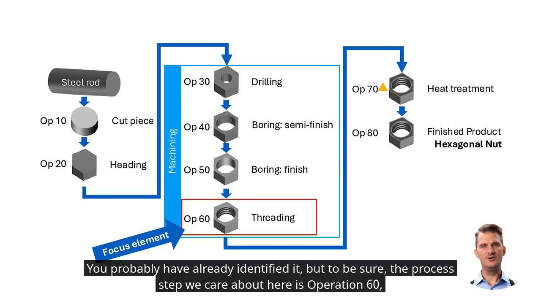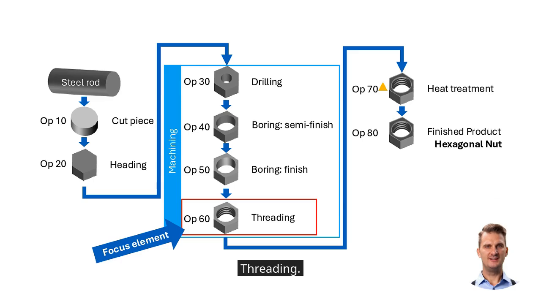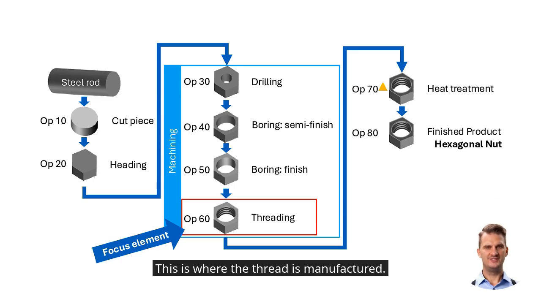You probably have already identified it, but to be sure, the process step we care about here is Operation 60, threading. This is where the thread is manufactured. In this methodology, we call it the focus element.